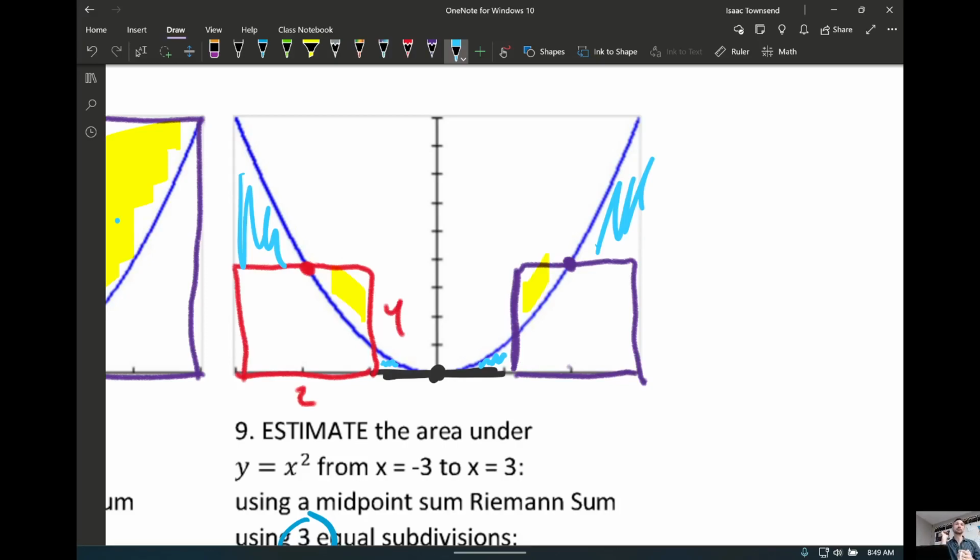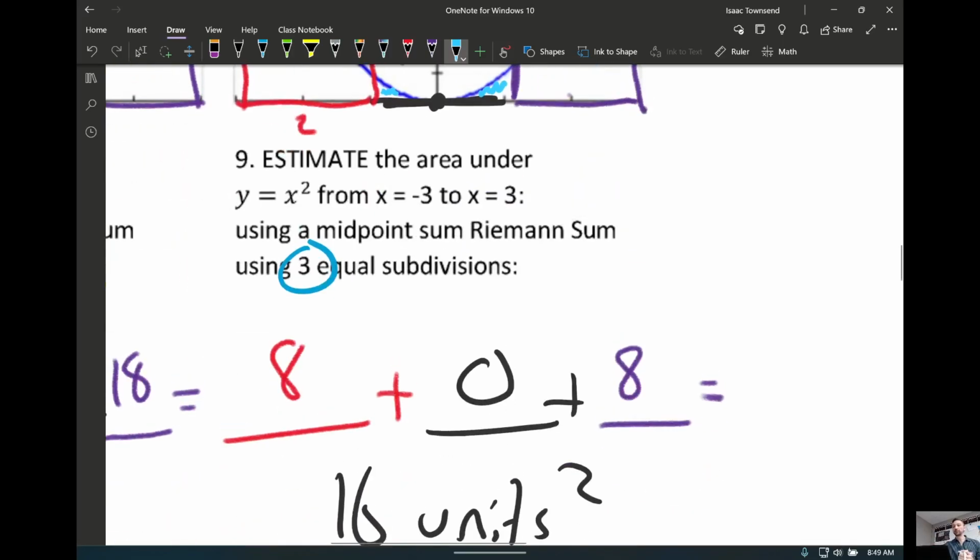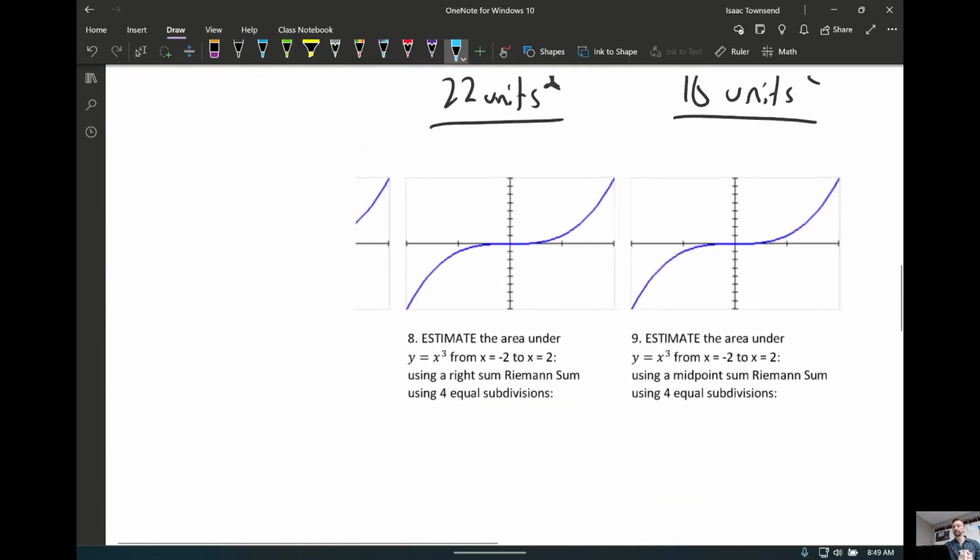Sure, more rectangles. If you squeeze in 30 rectangles instead of 3 rectangles, they're all going to be a little bit closer to what they need to be. So in calculus, when we need it to be exact, how many rectangles will we use? We'll do an infinite number of rectangles that are infinitely thin, and we will be able to calculate that. But that's for another time and date.